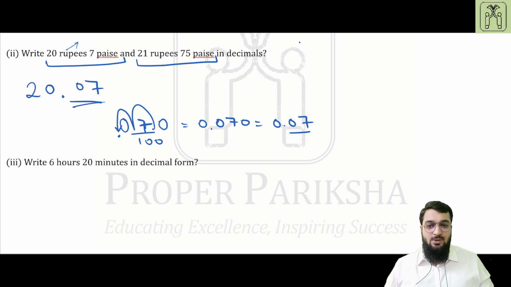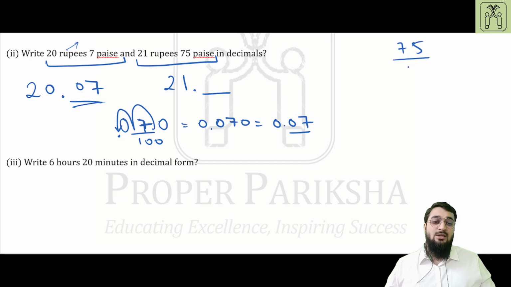Coming to the next part, that is 21 rupees 75 paisa. So 21 represents the total number of whole segments mentioned in the scenario. A decimal point will be added, making sure that 21 is written on the left side of the decimal point, representing the totality. After that, 75 paisa, so we'll make a blank dash and then we'll write 75.